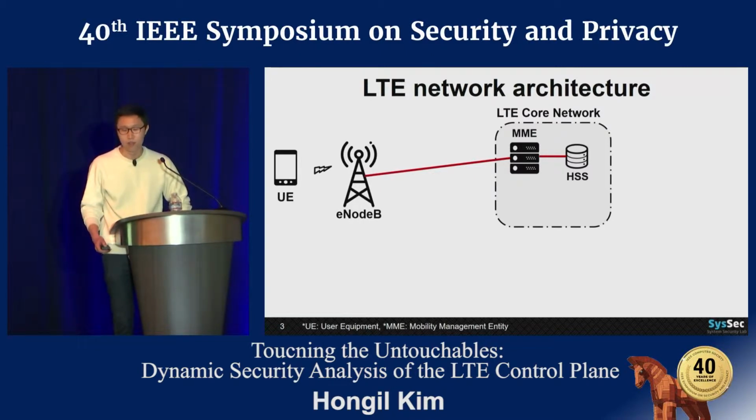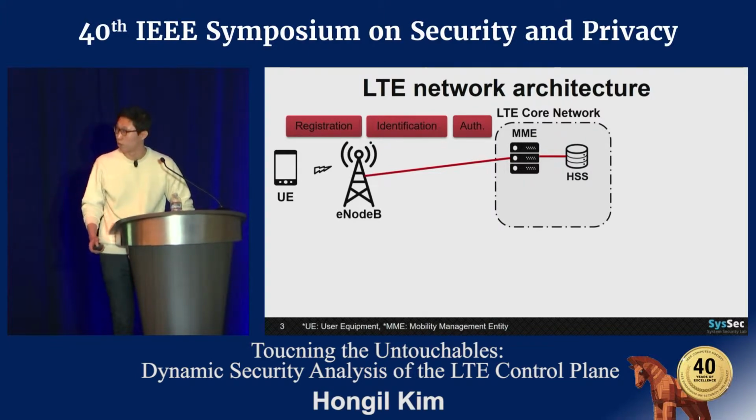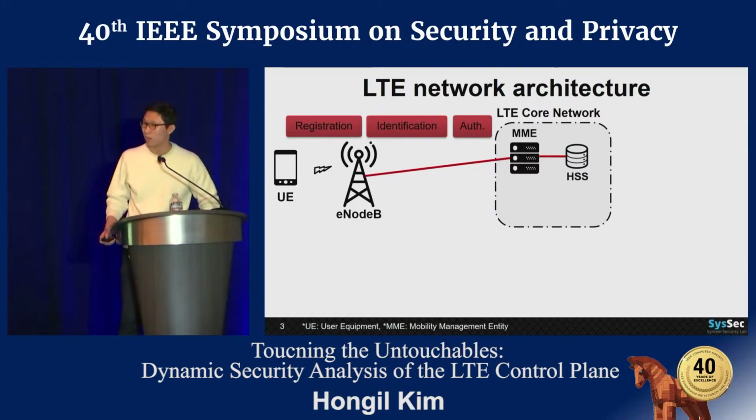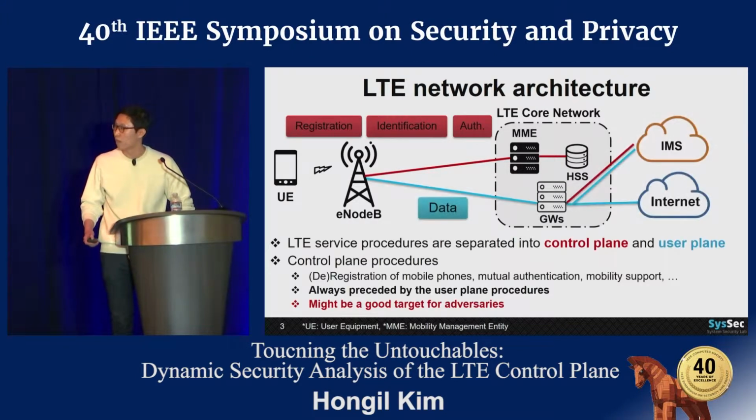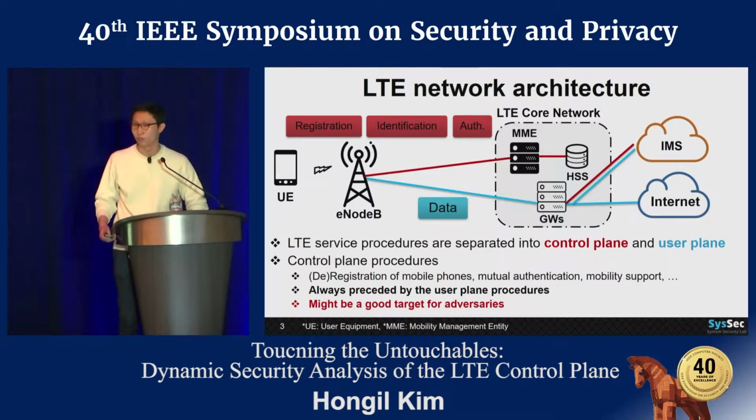This MME is one of the most important nodes in the LTE core network. It handles all the critical control plane procedures, such as registration, identification, and user authentication. After the UE completes the registration procedure, it is finally connected to the internet through the gateways.